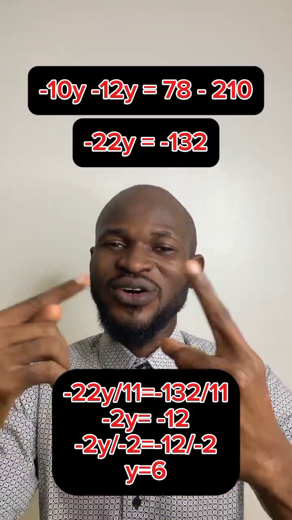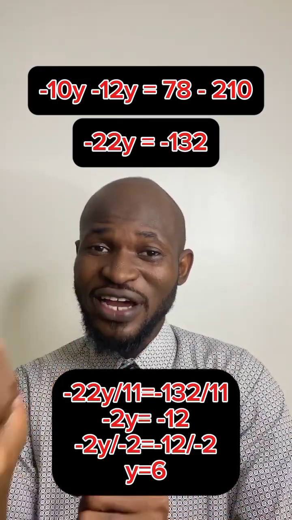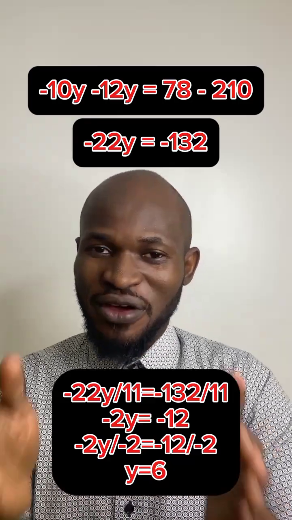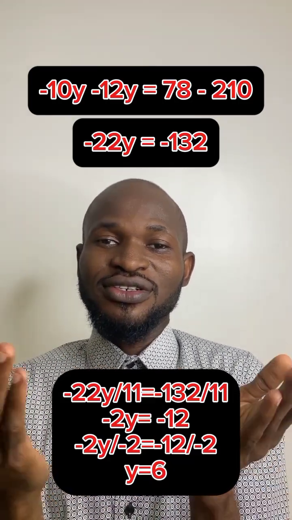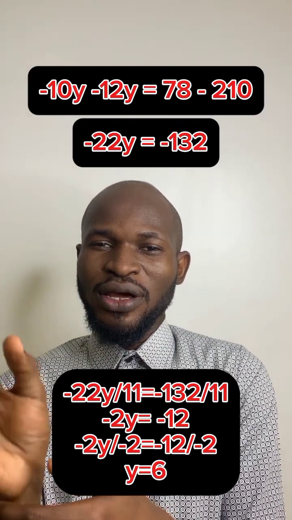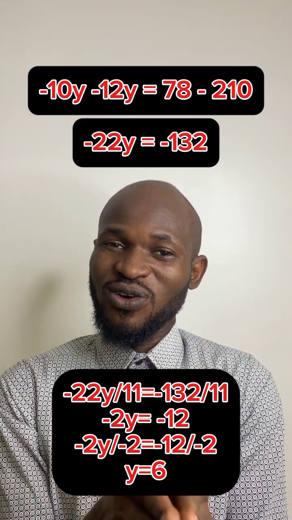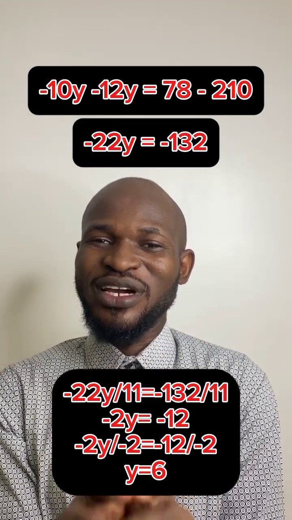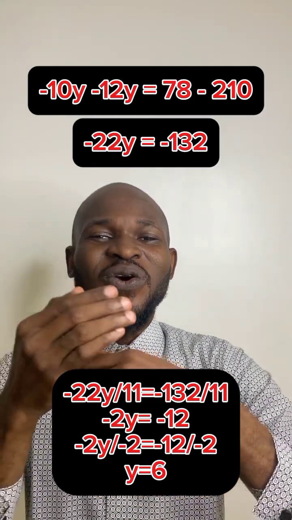Remember, whatever you do to this side of the equation, you must do to this side of the equation. Whatever number you're using to divide this side, you must divide the other side. So now we have minus 2y here, and here we have minus 12. If you divide both sides by minus 2, here your minus 2y will cancel minus 2 and you're left with y. And here your minus 12 will be divided by minus 2. Minus will cancel minus, and your 12 divided by 2 will give you 6. So it means your y is 6.